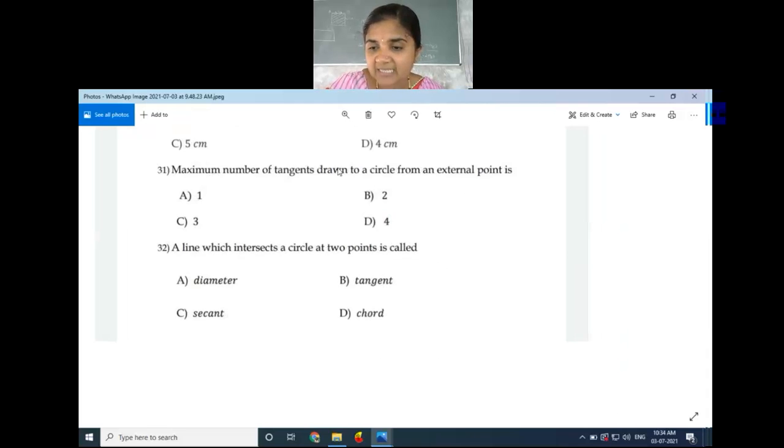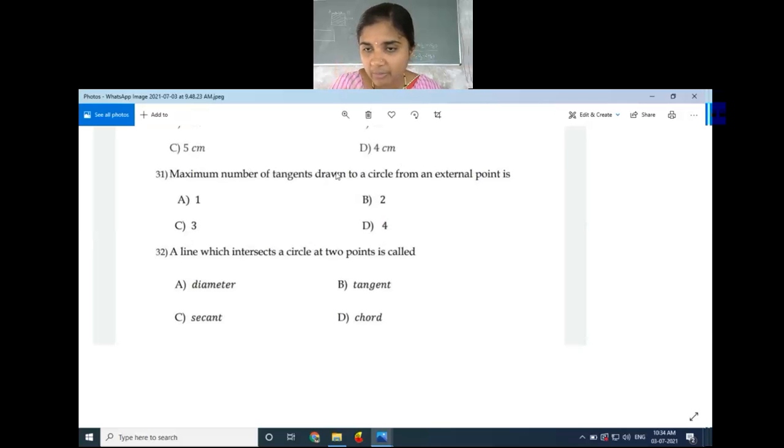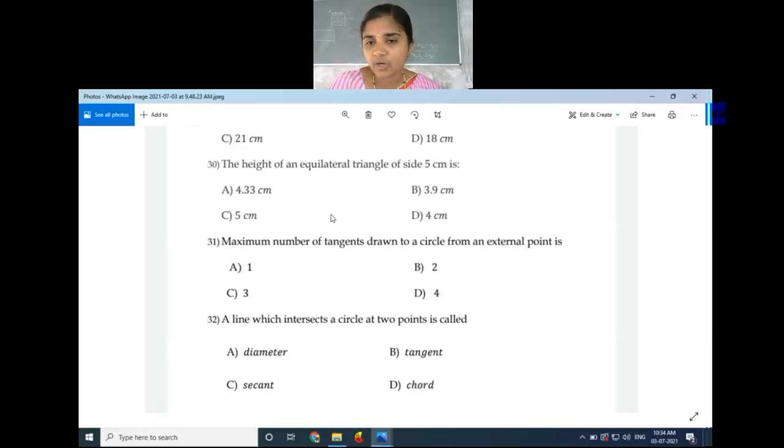Then question number 32, a line which intersects a circle at 2 points is called. Very simple question. Yesterday also we discussed this topic, no? A line which intersects a circle at two points, what is the name of that line? Is it diameter, tangent, secant, chord? Which is the right answer? Secant is the right answer. Secant definition you have to remember. A line which intersects the circle in 2 points is called the secant of the circle. So this is about question number 32.